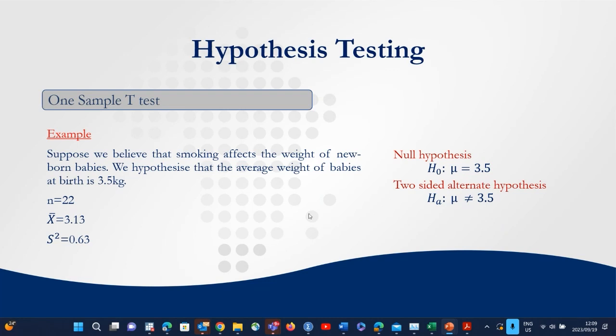I'm wrapping up. So if I go back to my example about newborn babies, if you assume that smoking affects the weight of newborn babies, we hypothesize that the average weight of babies at birth is 3.5. So obviously this is a theoretical figure, or something that is known to be the truth in that space. So if I have a sample of 22, I collect data, right?